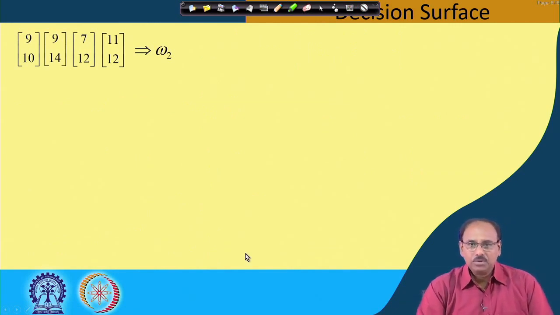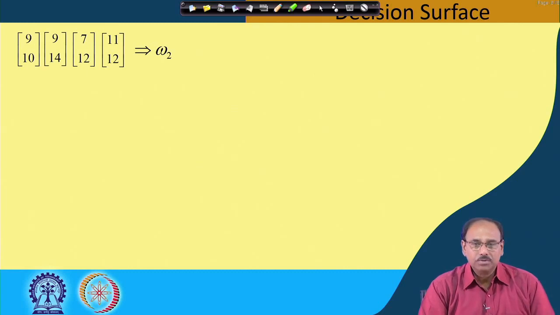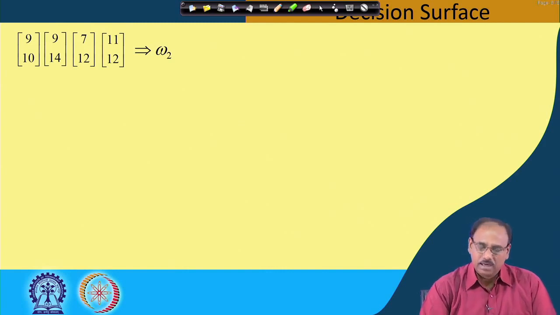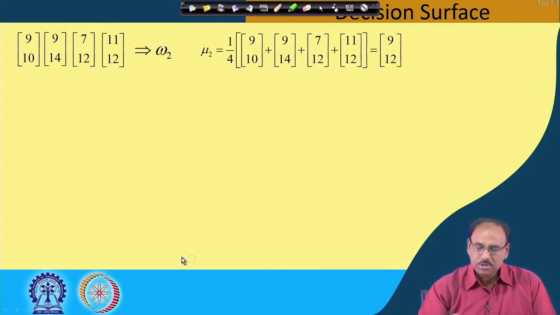Similarly, for class omega 2, I consider all those feature vectors that I have taken from class omega 2, which, you remember, were (9, 10), (9, 14), (7, 12) and (11, 12). Using these 4 feature vectors, I compute the mean of the vectors belonging to class omega 2, which in this case comes out to be (9, 12).